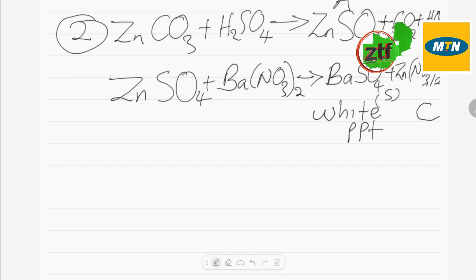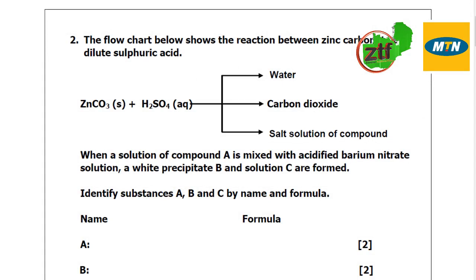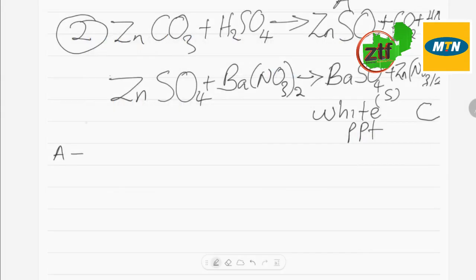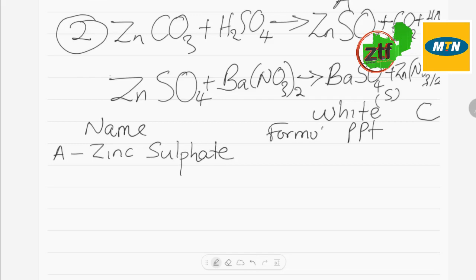So class, let us now answer the question now that we know what will be formed when the 2 reagents are mixed. So the question says, identify substance A by name and formula. So we can say from here that A is the name. The name there is zinc sulfate. And the formula for zinc sulfate is ZnSO4.